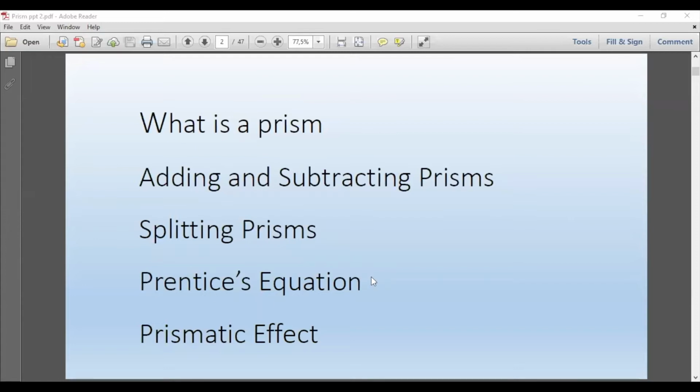Prentice's equation is an equation we use to calculate the prismatic effect at any point in a lens, or for that matter, in a pair of spectacles. And of course, prismatic effect, that will be the effect of the prism when it's incorporated into the lens.